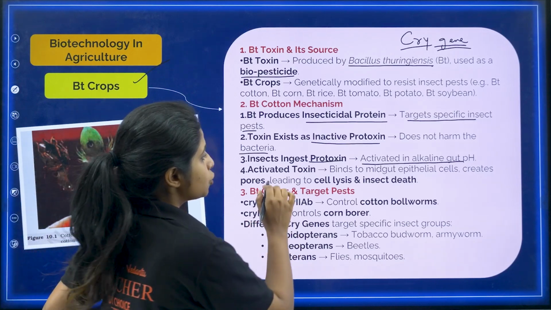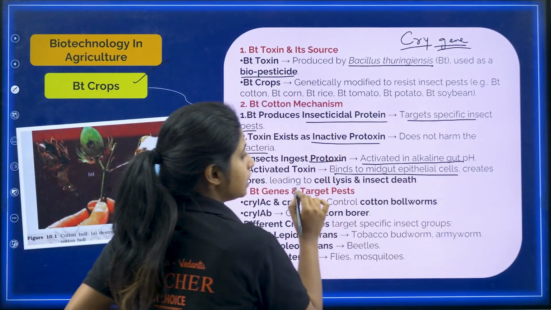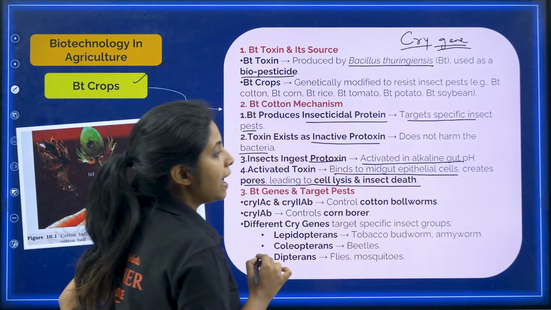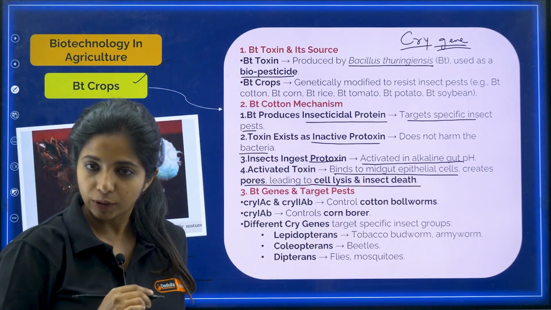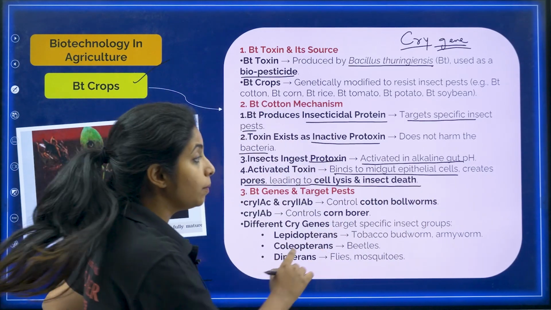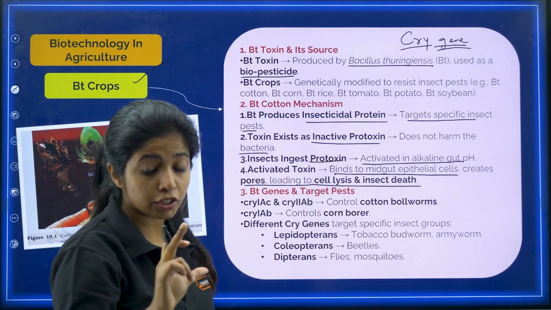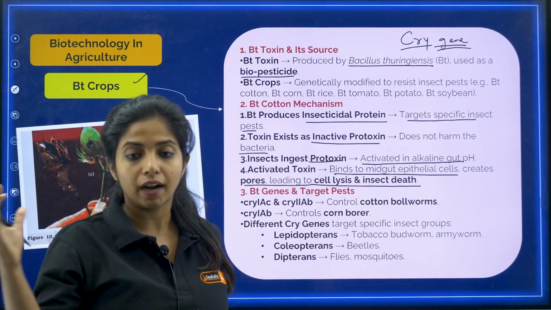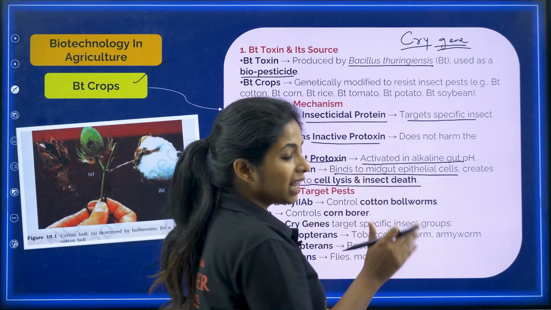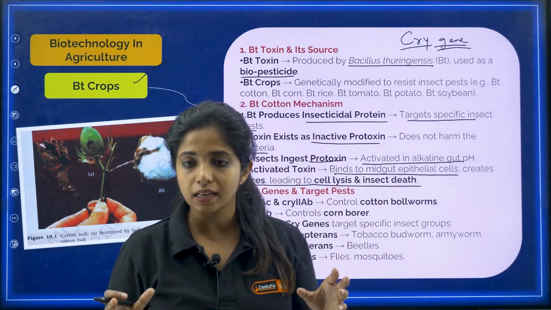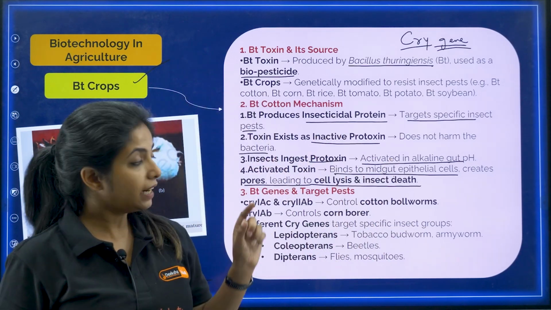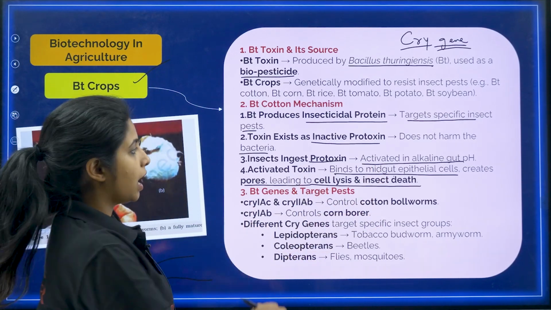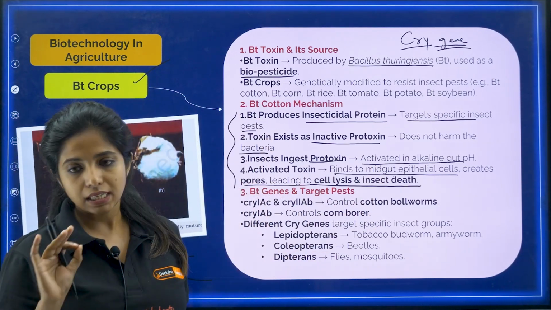Where exactly? The activated toxin binds to the midgut epithelial cells, creates pores leading to cell lysis and insect death. You get it? It is going to bind to the midgut. This is very important. They can ask you which portion of the gut, foregut, this gut, that gut. So basically it's the midgut, and the cellular layers are the epithelial cells where it is going to cause the trouble. It is going to make pores, and this will lead to cell lysis and insect death as well. I hope this particular thing is clear to you.